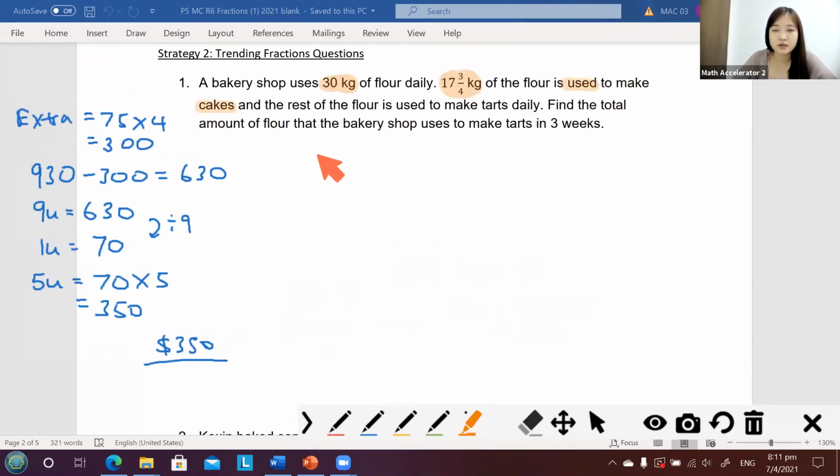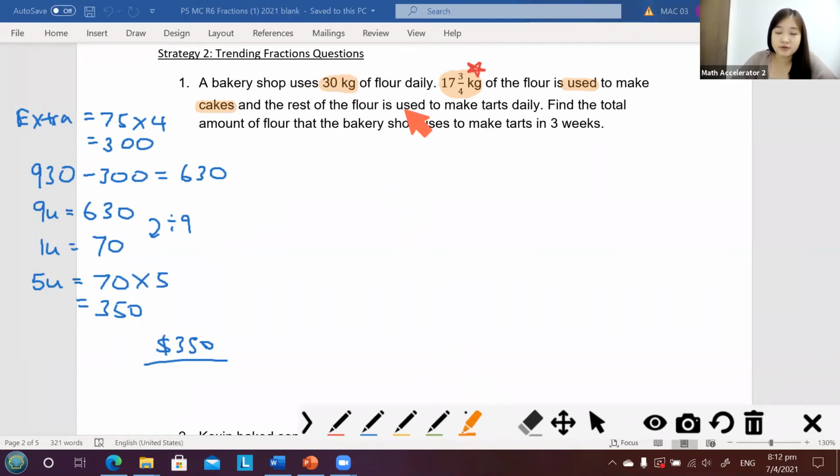Okay, this is for cakes. Take note, this is 17 3/4 kg. It matters whether there's a unit or no unit. If there's a unit here, it's just telling you that out of the 30 kg, this is the actual amount that was used for the cakes. What if there's no unit here? This will be a fraction of the 30 kg that is used to make the cakes. So you must always look carefully. Are there units given of the flour? Alright, so if there's a unit, it's the actual amount used. If there's no unit, it's a fraction of the 30 kg.